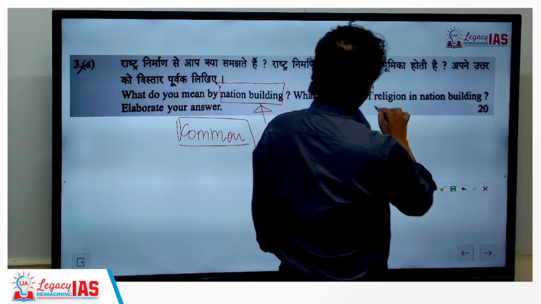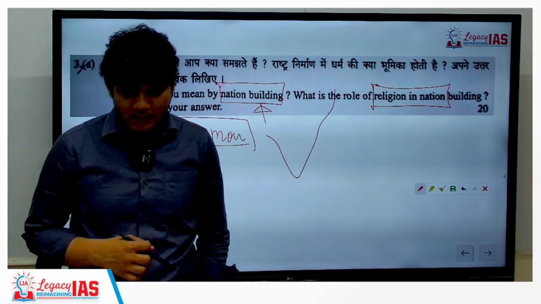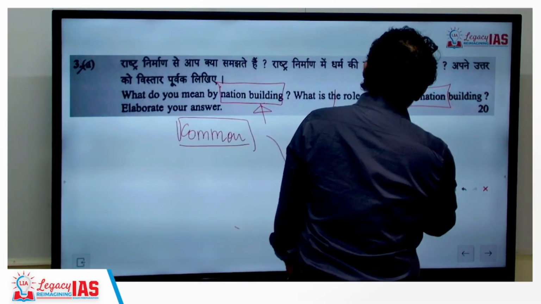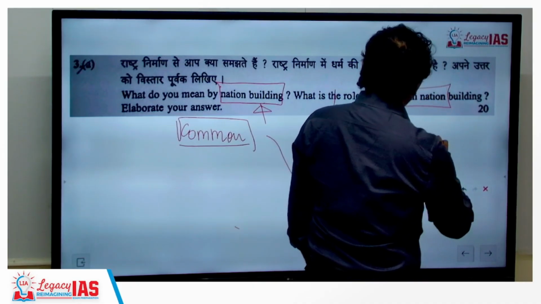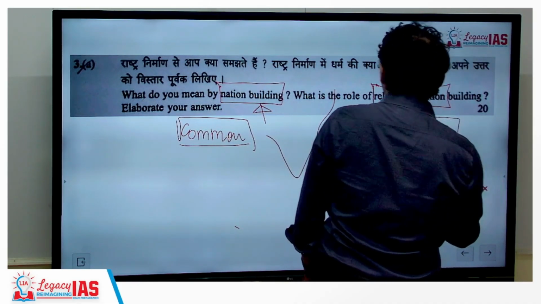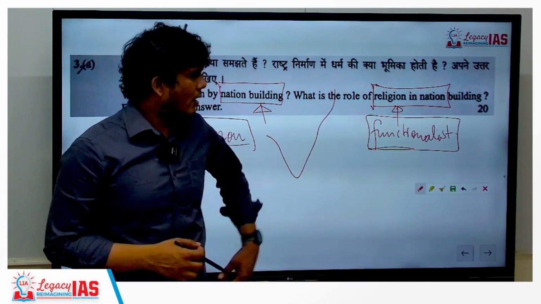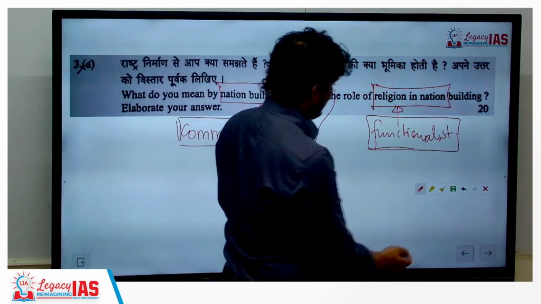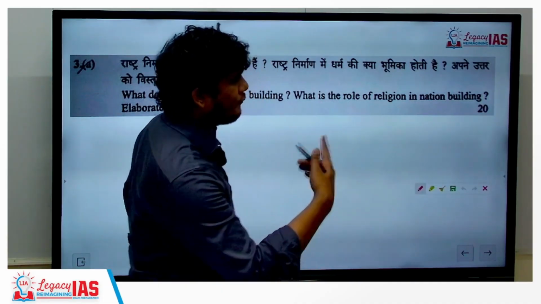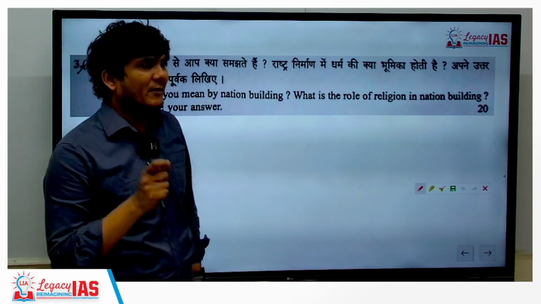Now here we need to understand the role of religion in nation building. So you can basically talk about the functionalist aspect of religion in nation building. We have to talk about how religion is going to bring in solidarity. Absolutely it is going to bring in solidarity, but solidarity of two types exists. So we will use Durkheim's concept of solidarity and mention it.